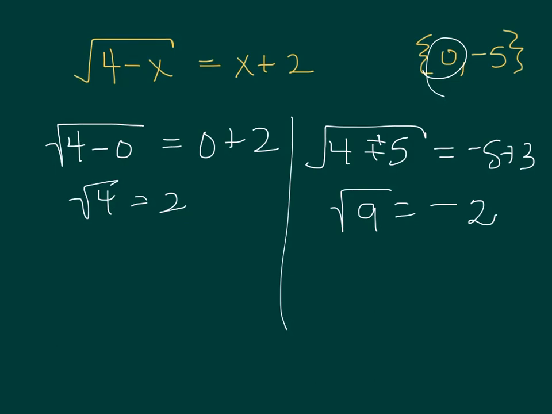Let me go back and fix that. Square root of 9 is positive 3. It does not equal negative 3. Remember, when we do square root, we take the absolute value, so it does not equal negative 3. Making negative 5 an extraneous solution, making 0 our only possible answer in this case.